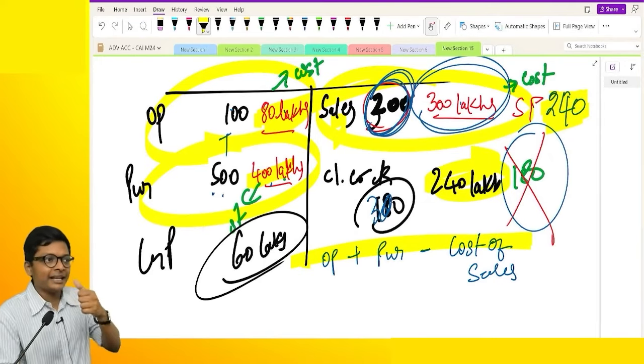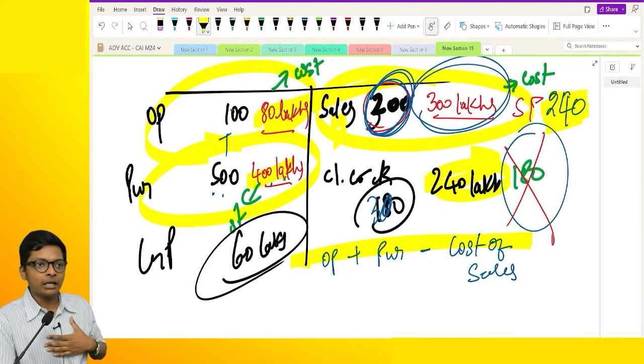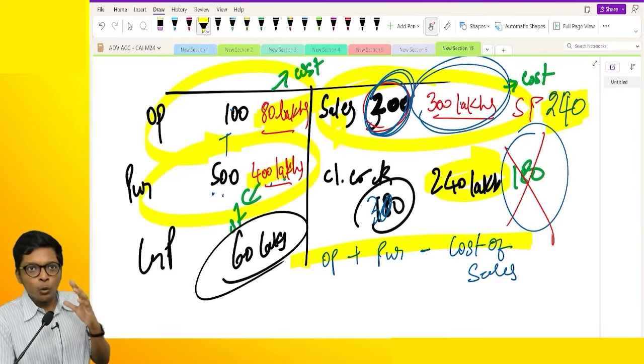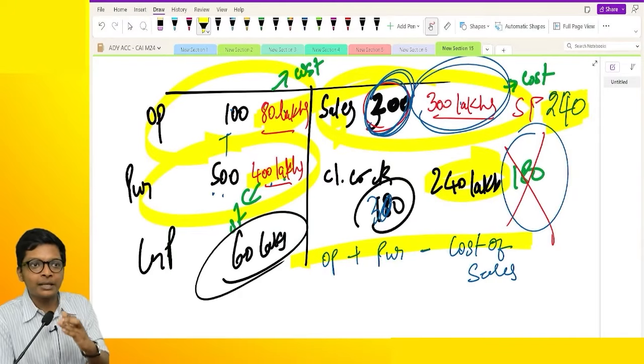Are you getting 240, guys? Are you understanding? In one statement, see how we are playing around with the numbers. This is the base for the next 3 sums. Understood? This is the base. Any sum, 100 sums, convert to this example. Nothing can break this equation.